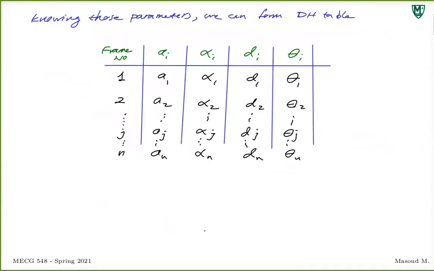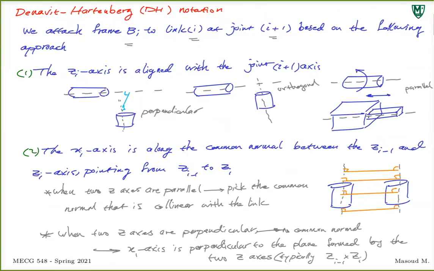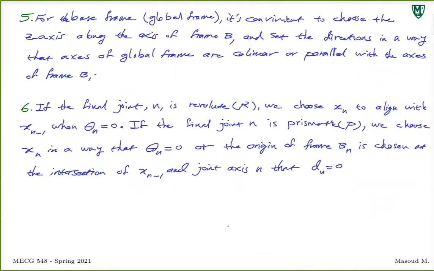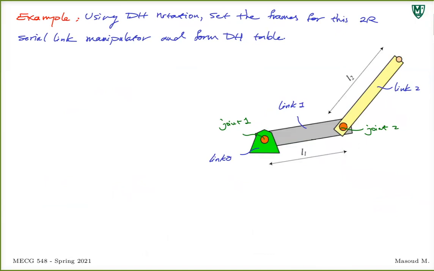We'll go to how do we set the frames, right here. So we attach frame Bi to link i at joint i plus 1. Put i equals 0. We attach frame 0 to link 0 at joint 1. There you go. So that's where the first frame should be. Right? Attached to joint 1. This is frame 0, for link 0 attached to joint 1.